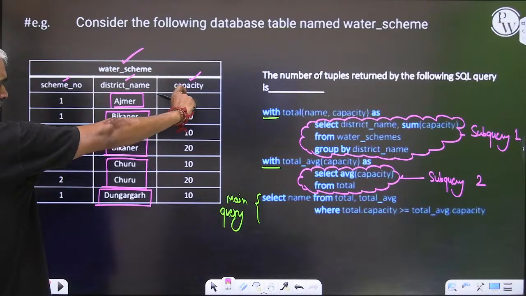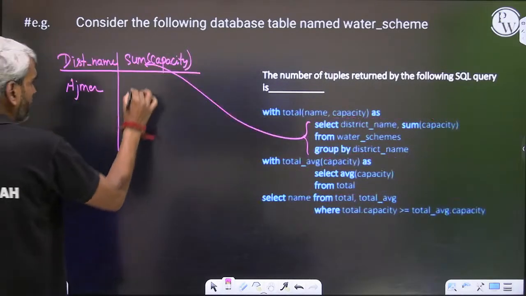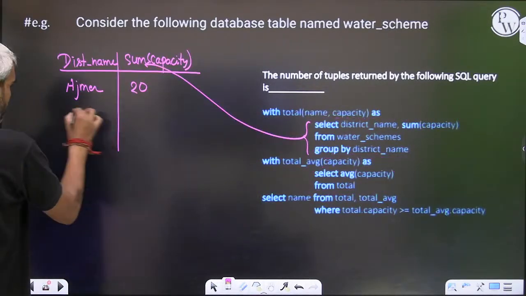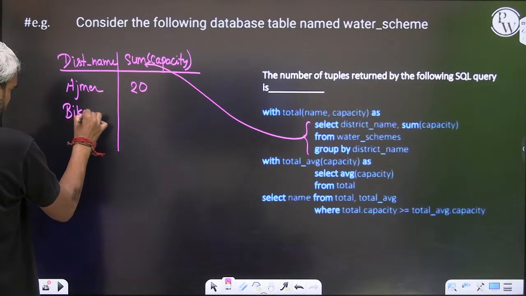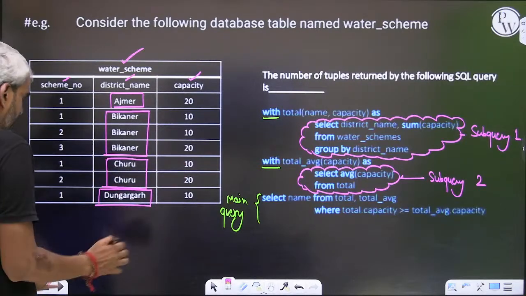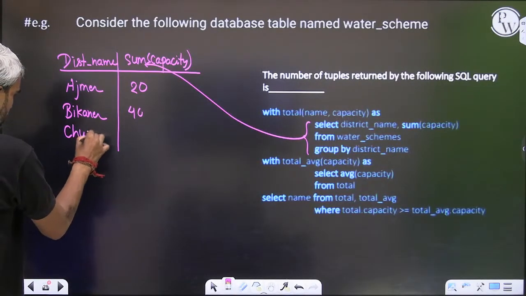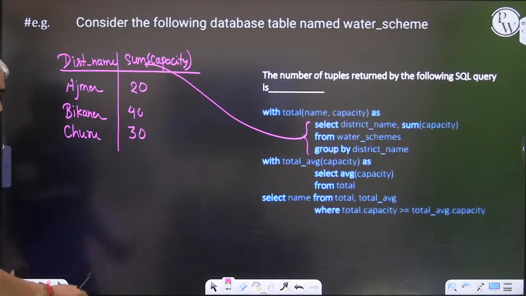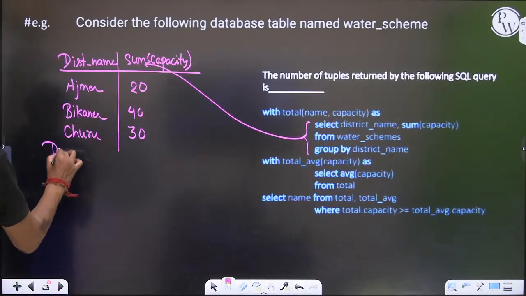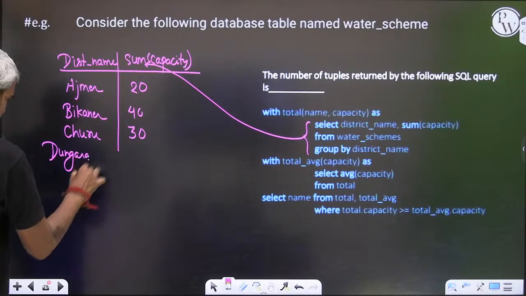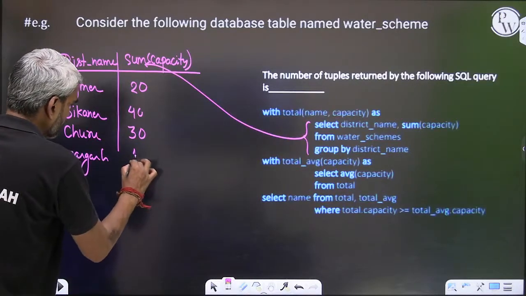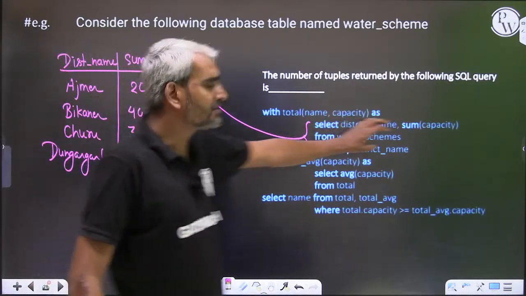and the summation of the capacity with respect to group Ajmer will be 20 only. Then you will have Bikaner, the summation will be 40. Then you will have Churu, the summation will be 30. Then you have Dungargarh, the summation will be 10. So this is the output of this first subquery.